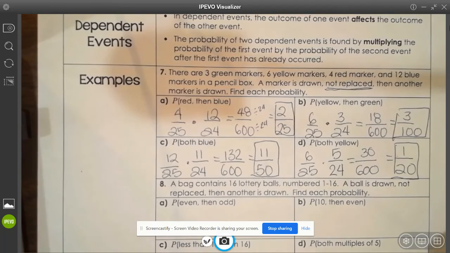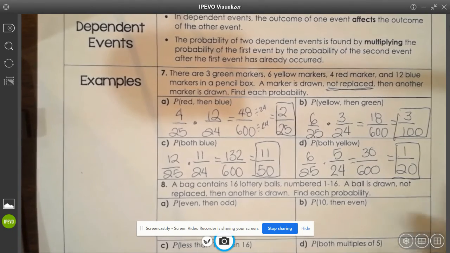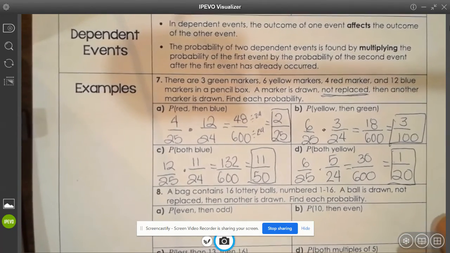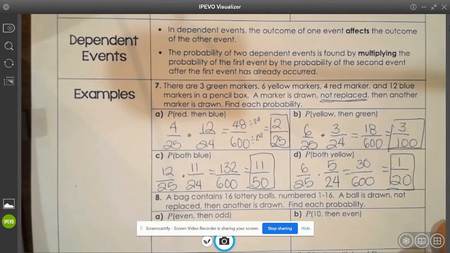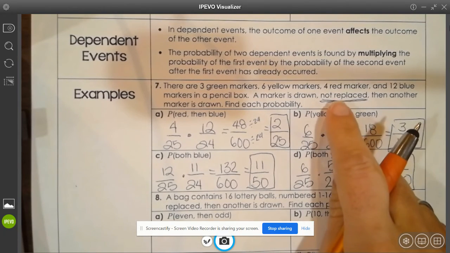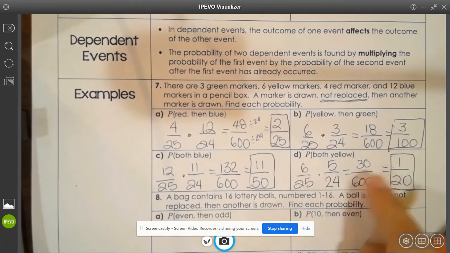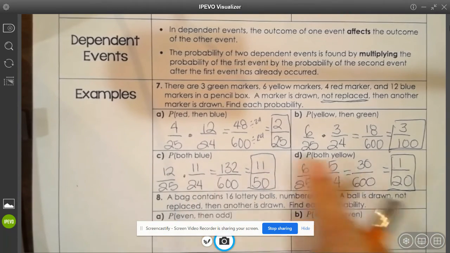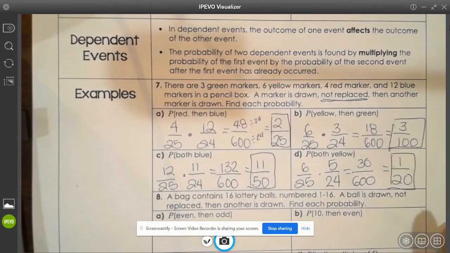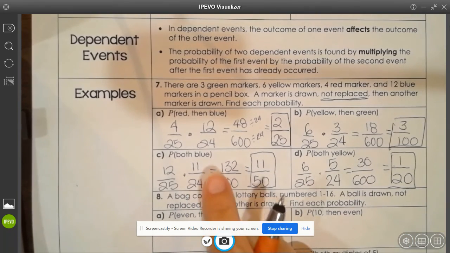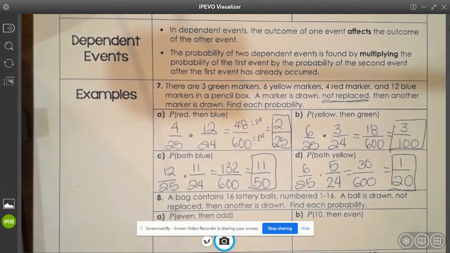Okay. So that's pretty much what we're doing with dependent events. Multiplying, but remembering that the big factor here is that we're not replacing it. So the total ends up being one less in every situation, right? These two were really interesting, how you really have to be careful with that. All right, I hope this helps.